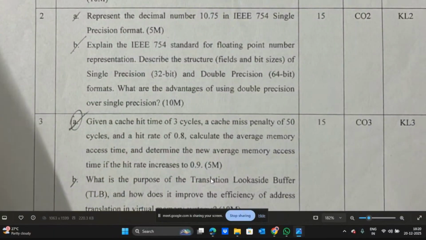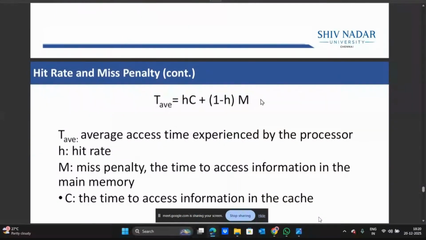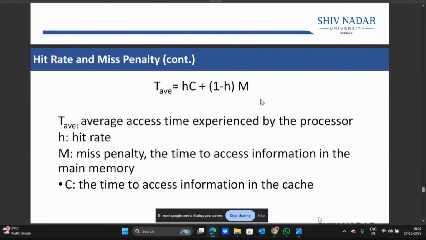Given a cache hit time of 3 cycles, a cache miss penalty of 50 cycles, and a hit rate of 0.8, calculate the average memory access time and determine the new average memory access time if the hit rate increases to 0.9. It's just a matter of substituting the values in the formula. Hit time is the time to access the information, plus one minus hit rate, which is technically the miss rate, into the time taken to miss.